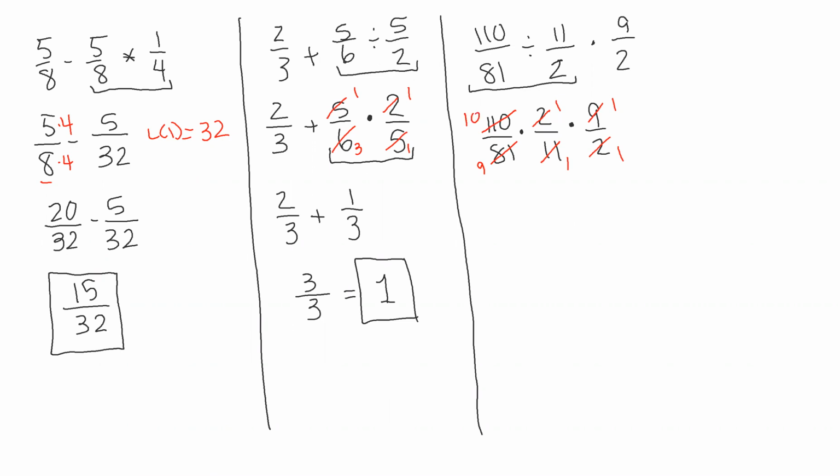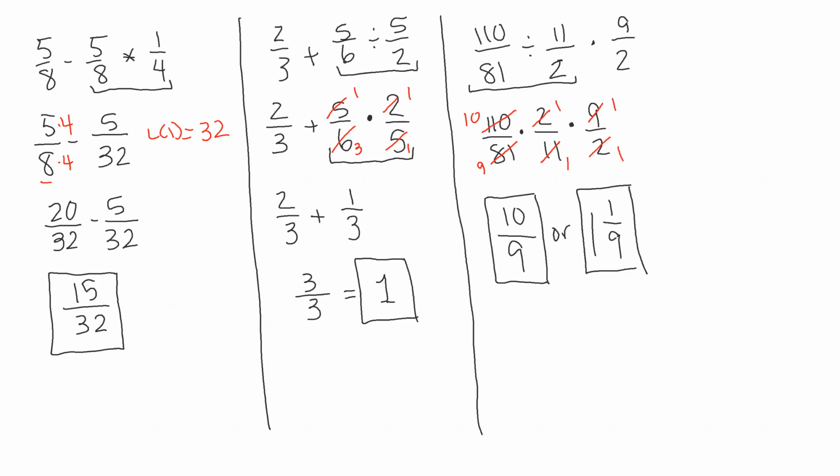All right, so I clean everything up. I can multiply across and I get 10 times 1, which is just 10. My denominator, I get 9 times 1, which is just 9. 10/9 is a perfectly acceptable answer. If you wanted to convert, we know that 9 will go into 10 one time. We'll have 1/9 left over. And that's it. So hopefully you're finding the order of operations to not be too bad.